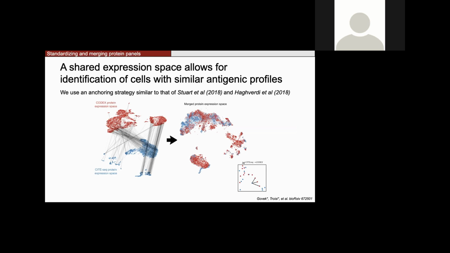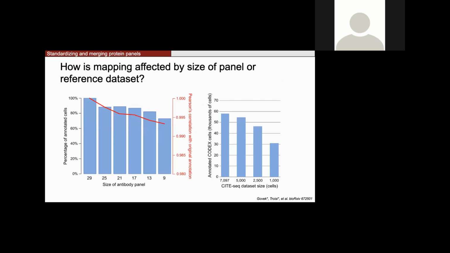To confirm that these pairings between site-seq and codex are consistent, and to see how in the future the size of the reference data set or the antibody panel we can use might affect this mapping between the two technologies, we ran the same normalization and batch correction using a subset of the data.